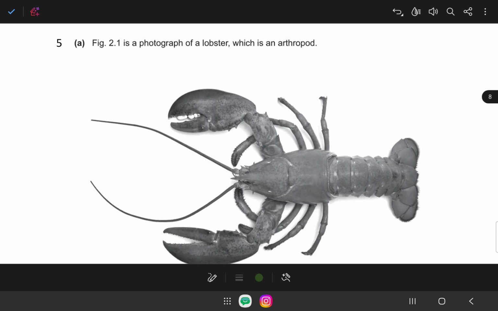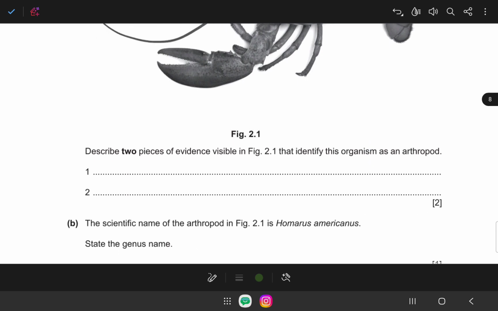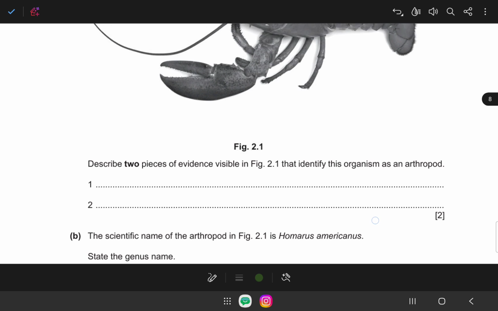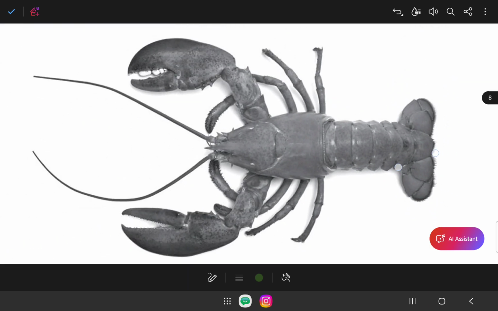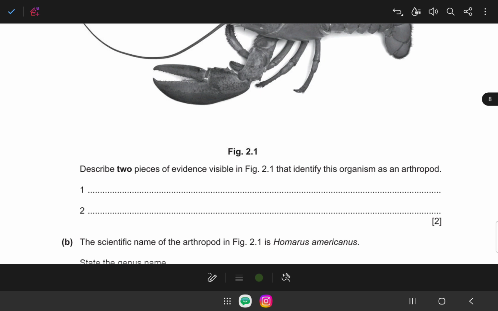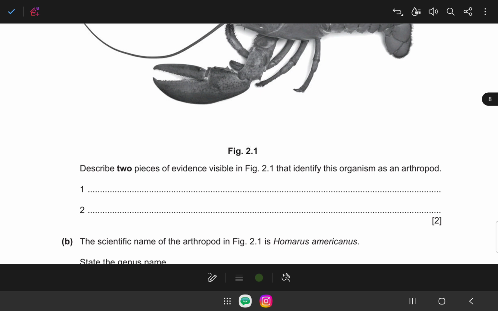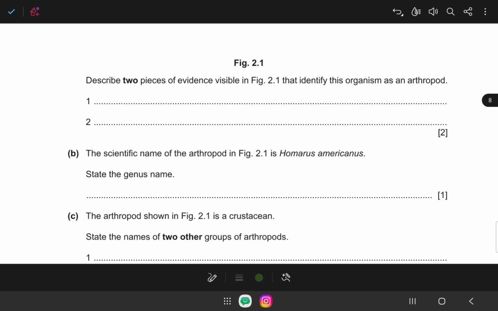Figure 2.1 shows a photograph of a lobster, which is an arthropod. Describe 2 pieces of evidence visible that identify this organism. We can say, it has a segmented body. 1, 2, 3. It has a segmented body and exoskeleton.